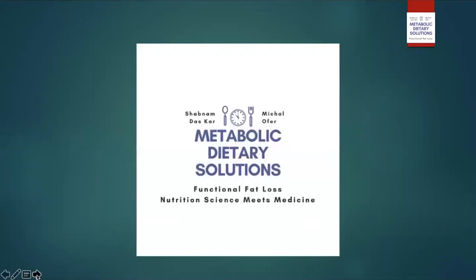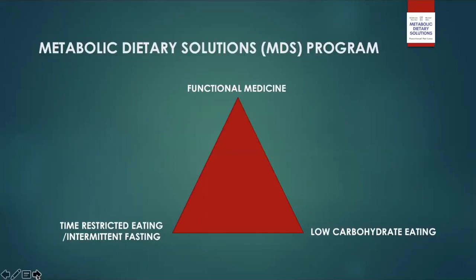So what is the Metabolic Dietary Solutions Program? As you can see from our logo, it is functional fat loss. So nutrition science meets medicine. And you can see that the logo on top is a clock with a fork and a spoon on either side. So that clock, which is a plate which looks like a clock, has a lot of significance because once I explain what it is that we're going to do as a part of the program, you'll understand how important the clock is.